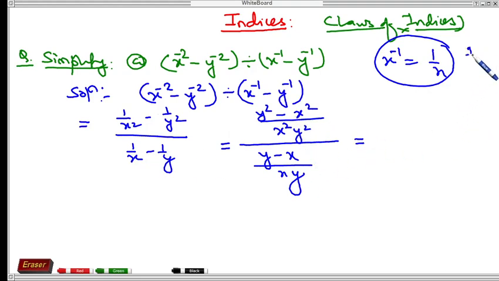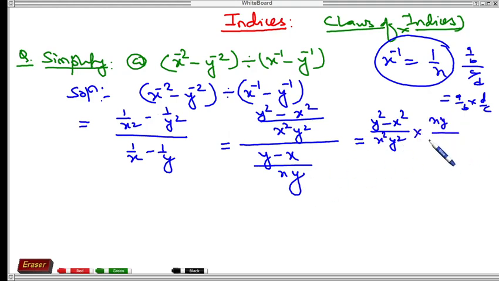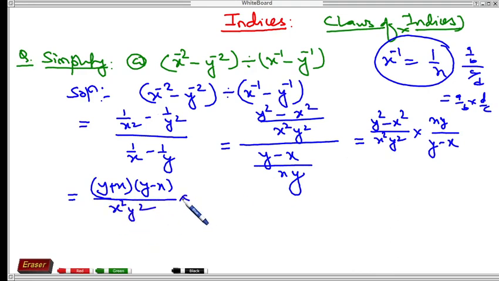If you are given a by b divided by c by d, then you can write a by b times d by c. That's why y square minus x square over x square y square times xy over y minus x. Then y square minus x square is y plus x times y minus x, over x square y square times xy over y minus x.